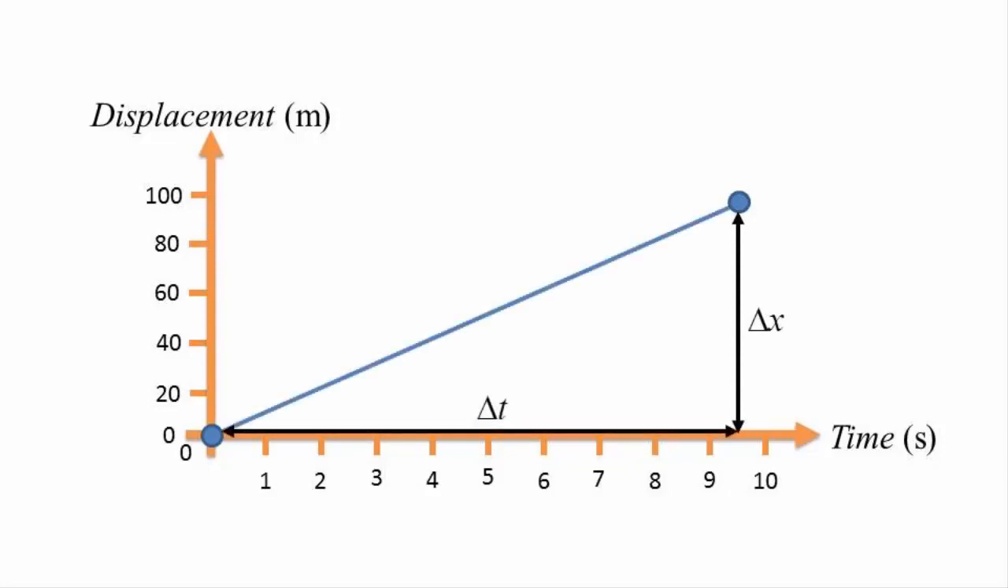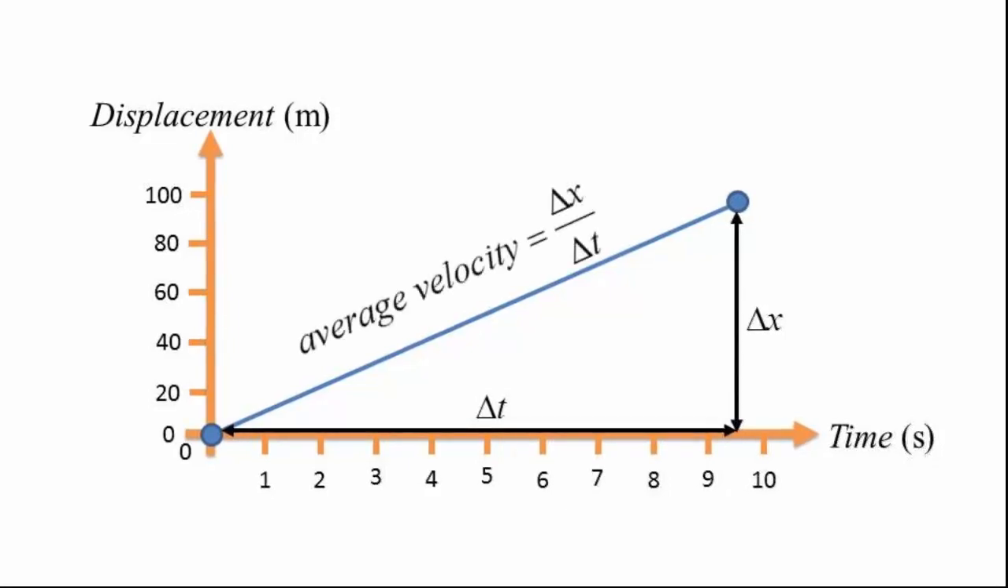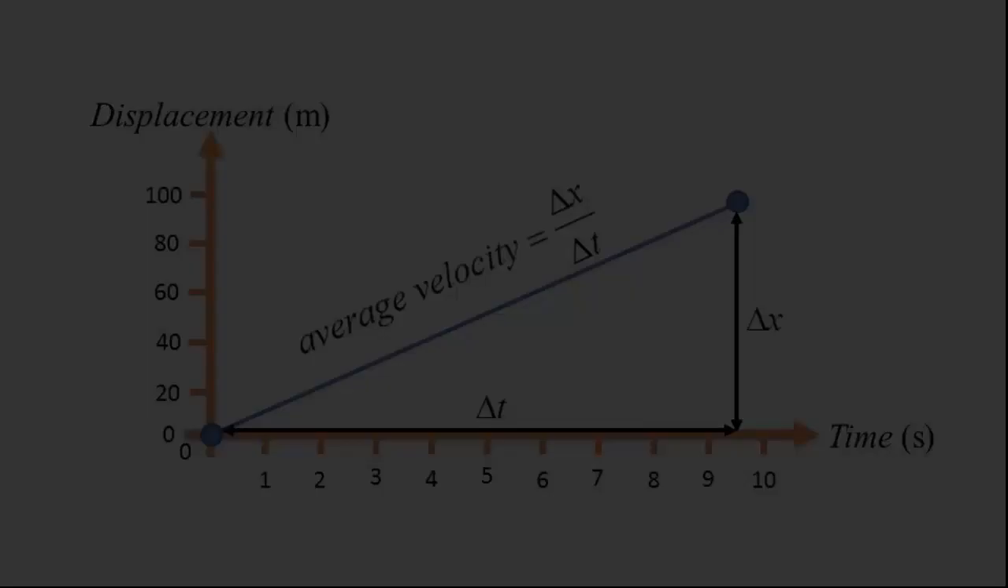Since the average velocity is defined as a change in position divided by the change in time, we can see then that average velocity is the gradient of a straight line that connects the start point and the end point, since the gradient of a line is equal to the rise over the run. Here, the rise is the change in position and the run is the change in time.